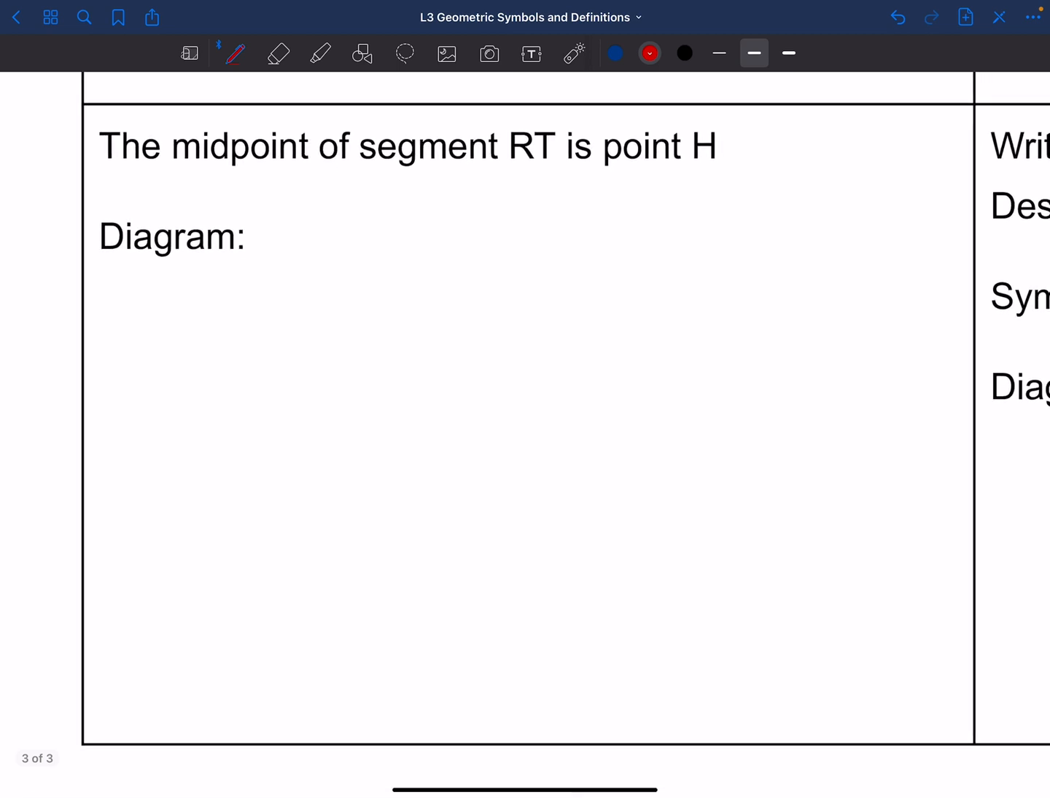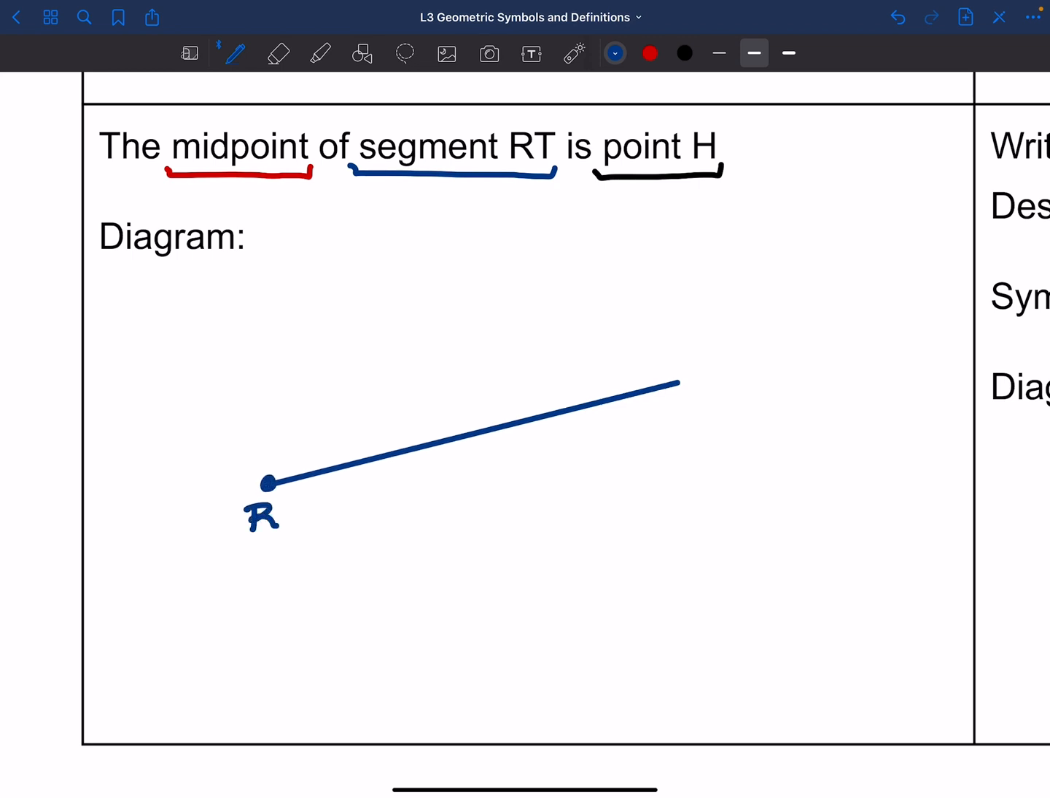Ooh, midpoint. Can be a little bit tricky. There's a few different pieces to remember. So we've got the midpoint of segment RT is point H. As far as notation goes, you might notice that there was no thing asking for it symbolically, because we don't have one for midpoint. When we're drawing this out, we need the segment called RT. R is one endpoint, T is the other. And their midpoint is point H, somewhere where the center appears to be.